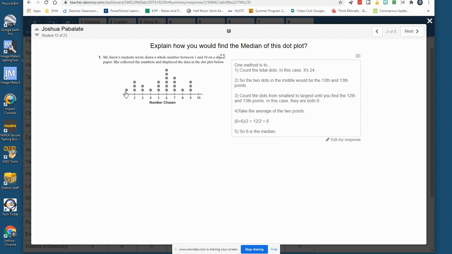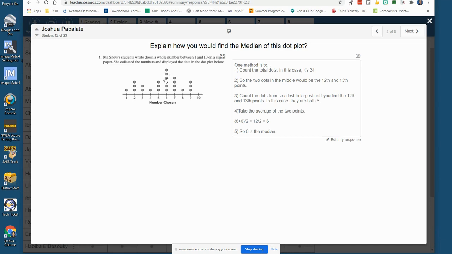So you could start here and you go 1, 2, 3, 4, 5, 6, 7, 8, 9, 10, 11. So here's 12 and here's 13. So it's going to be these 2 in the middle. Okay. Some of you might bounce back and forth from the largest to the smallest. So 1, 2, 3, 4. And as you do, you'll get the 12th and the 13th one in the middle. You'll end up at the same point.